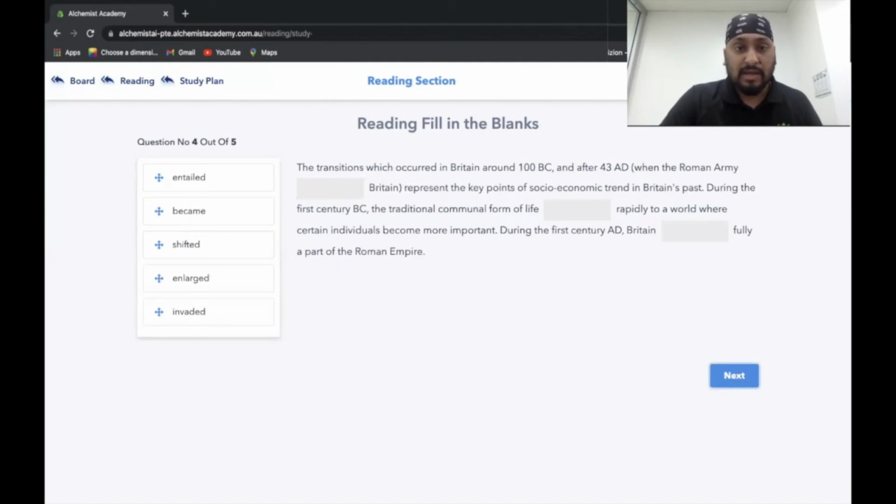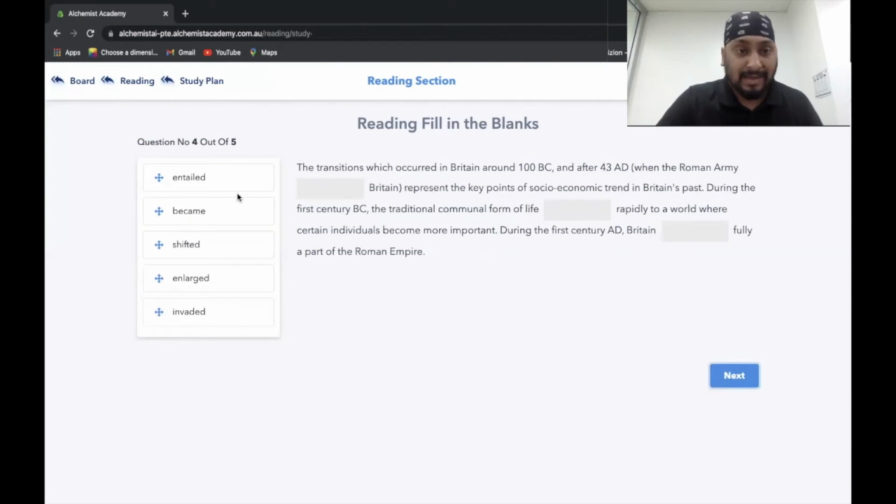Then you have, again, it's about Britain, and it's about Rome, Britain, Rome. Yep, it's about the British people. Okay, so let's have a look over here. What exactly about the British people?